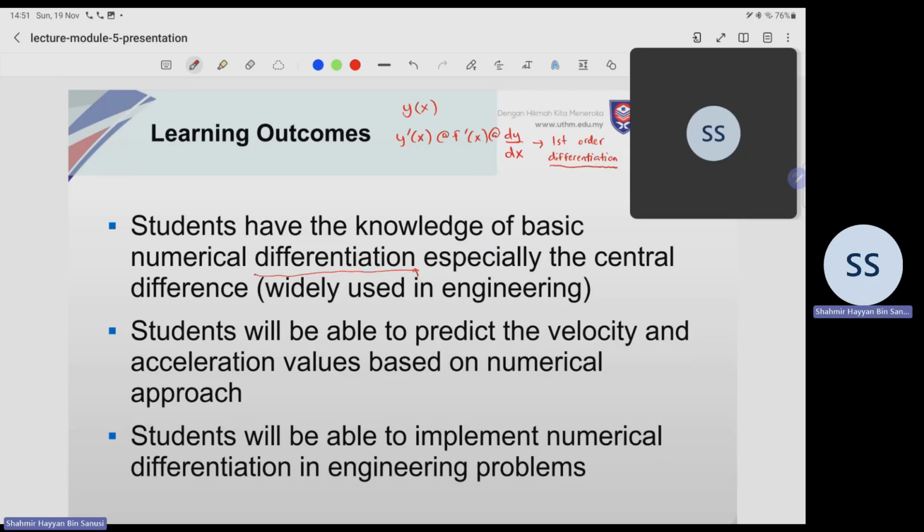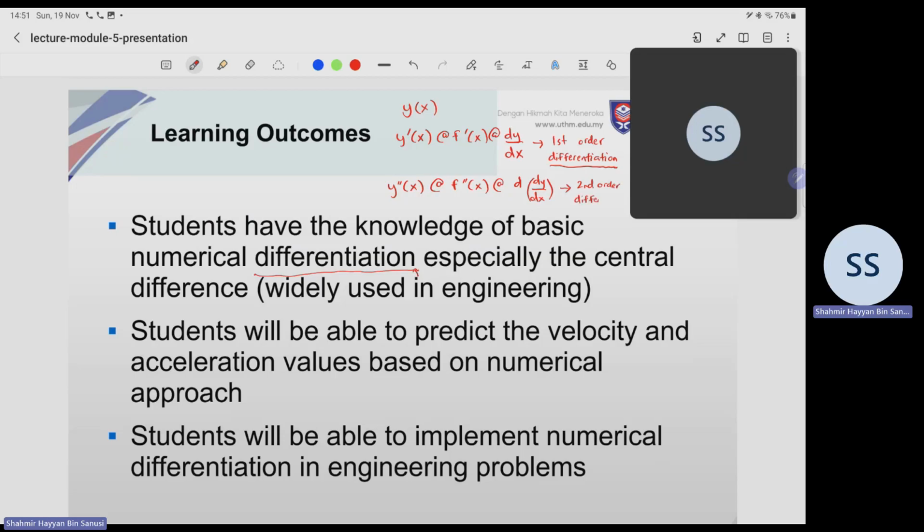And we also have second order differentiation, in which you differentiate the y function 2 times. So we can write it as y double prime x or f double prime x or d squared y over dx squared. Okay, so this is second order differentiation.